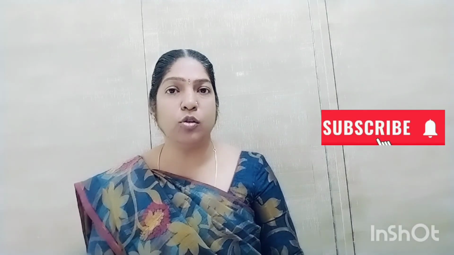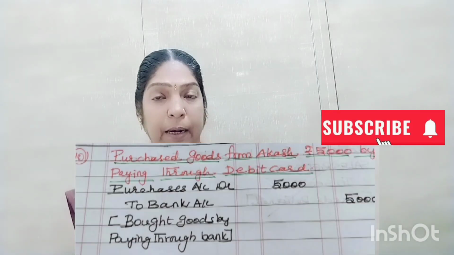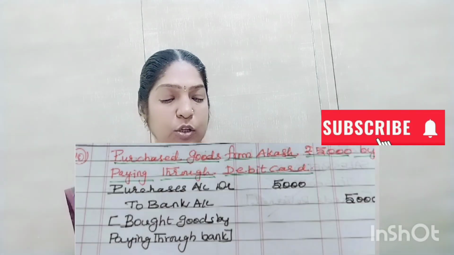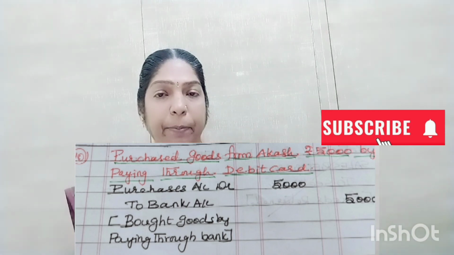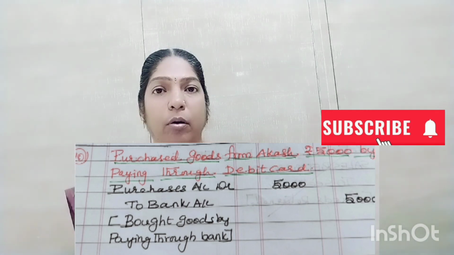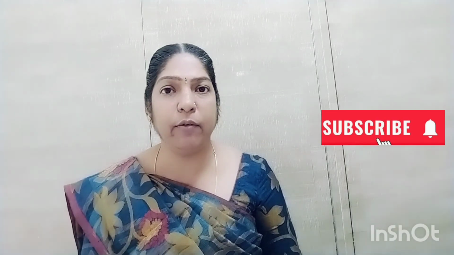Okay. So what is the narration? Salary paid through bank or ECS. Whatever you want, you can type. Okay. Then come to the next transaction. Purchased goods from Akash, rupees 5000, by paying through debit card. Purchases of goods, you know very well the purchases account, how to pass the journal entry. What is the journal entry? Purchases account debit 5000 rupees.